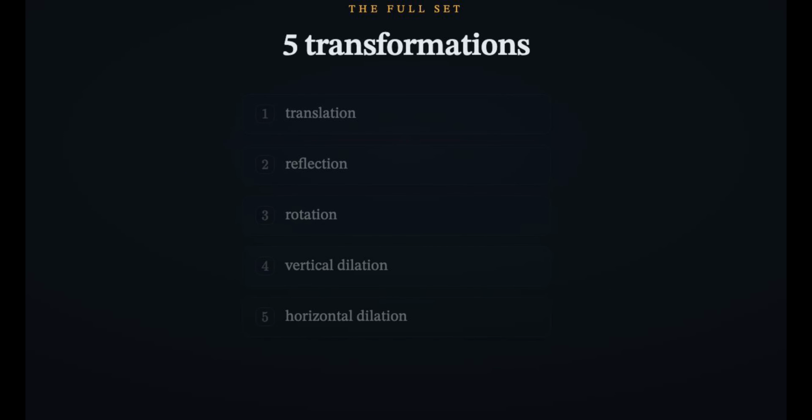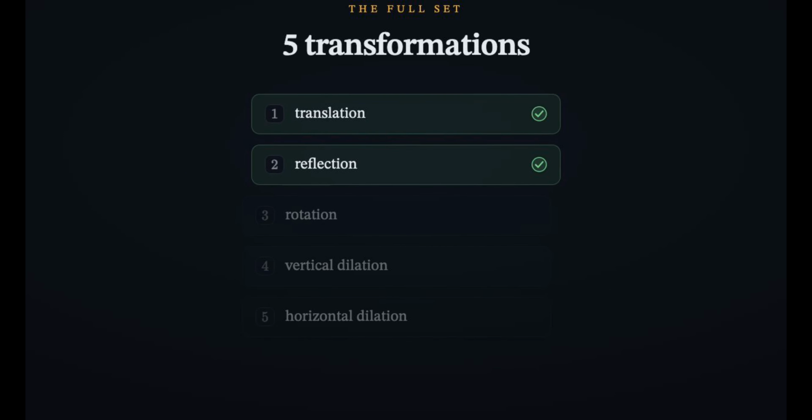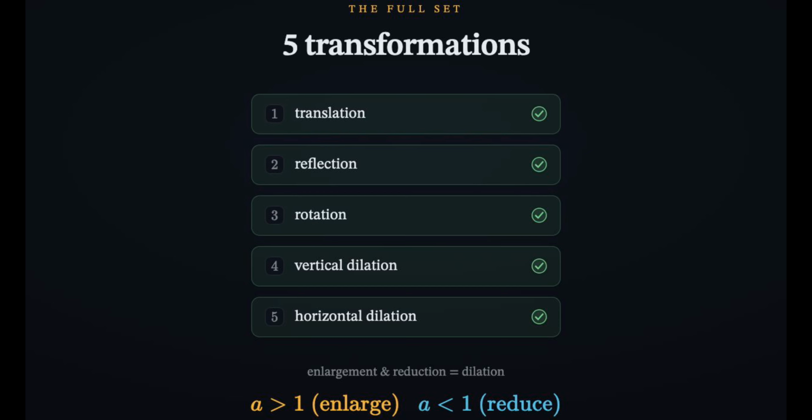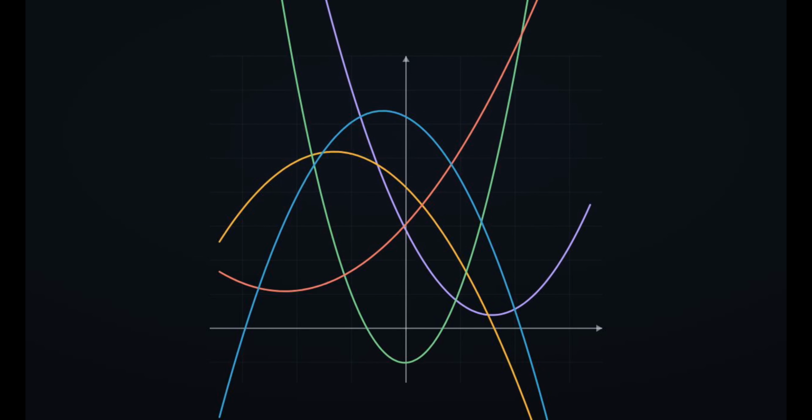And that's the full set: translation, reflection, rotation, vertical dilation, and horizontal dilation. Enlargements and reductions aren't separate transformations. They're just dilations with a factor bigger or smaller than 1. Now that you know every single transformation, let's learn how to do them together.